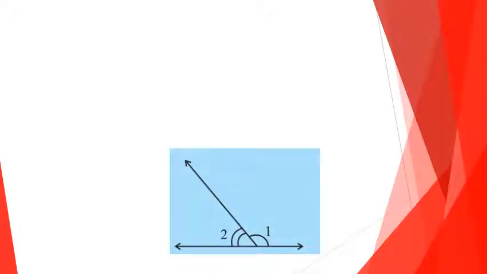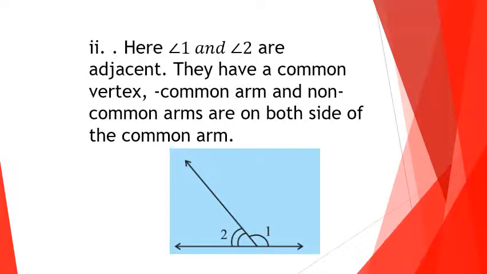Next figure is like this. Check whether they are adjacent or not. Yes, they are also adjacent. Why? Because they have a common vertex, a common arm, and non-common arms are on both sides of the common arm. See here, when the given angles are adjacent, they will lie like this way. One will not cross over the other.